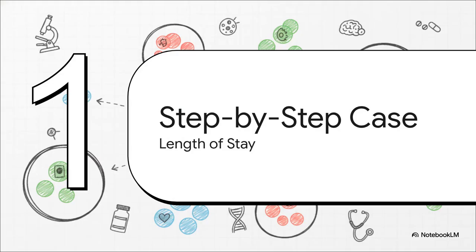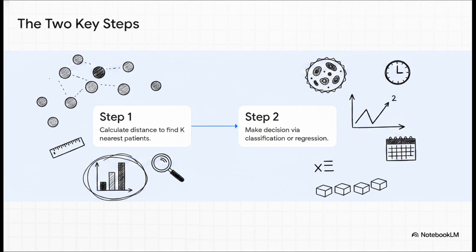Okay, let's cement all this foundational knowledge with Section 4, a step-by-step case study. Let's pretend for a minute that we are the algorithm, okay? We've been tasked with predicting a patient's length of stay, meaning exactly how many days they'll be stuck in the hospital for pneumonia. To do this, we always follow a simple two-step process. Step 1, calculate the distance to find the K nearest patients. Step 2, make the decision.